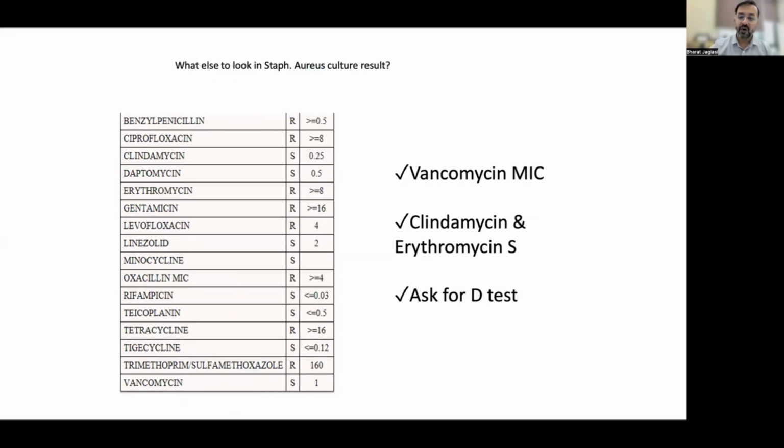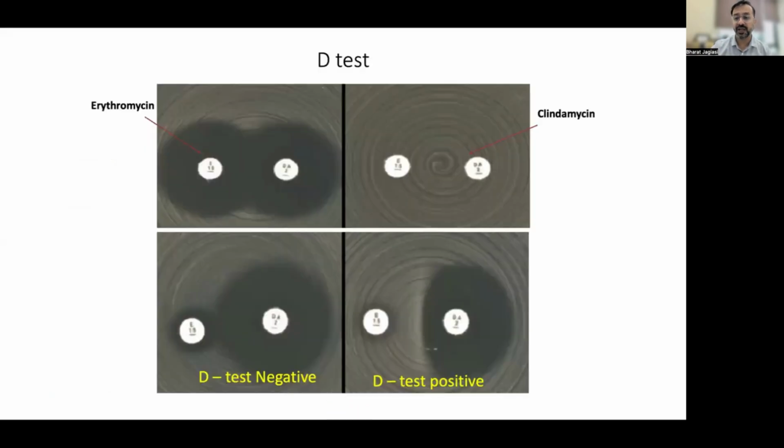Whenever we also need to look for clindamycin and erythromycin, ask for the D test. The D test is a disc diffusion test used to detect inducible clindamycin resistance in bacteria, especially Staphylococcus aureus. It checks whether bacteria that look clindamycin sensitive on routine culture actually have a hidden resistance that could cause treatment failure. So this is what we are looking at.